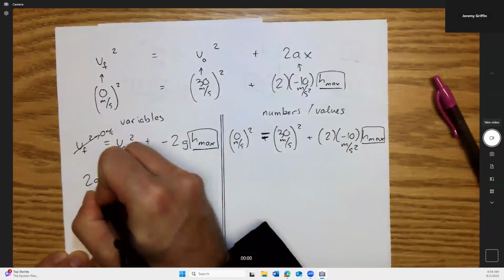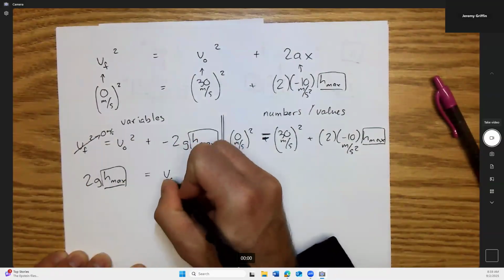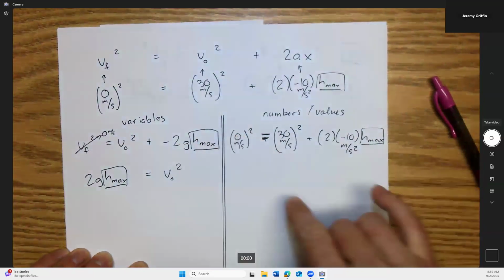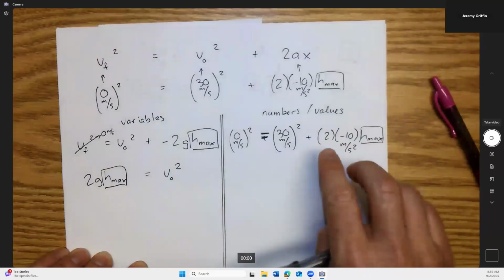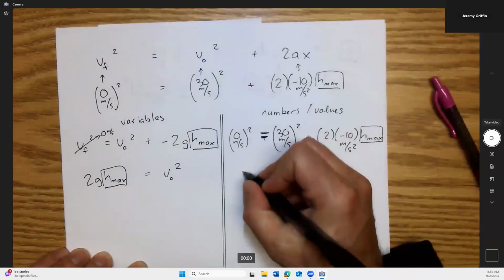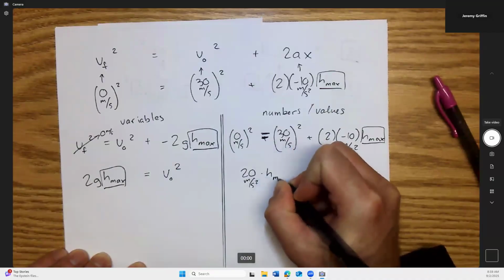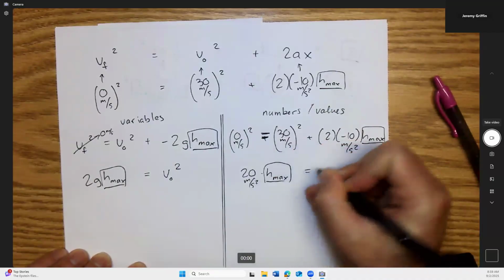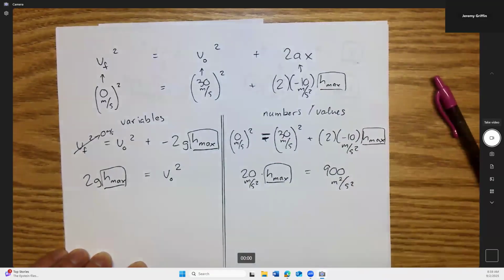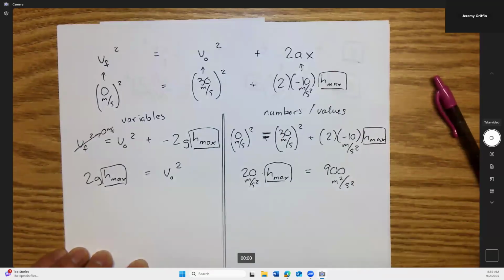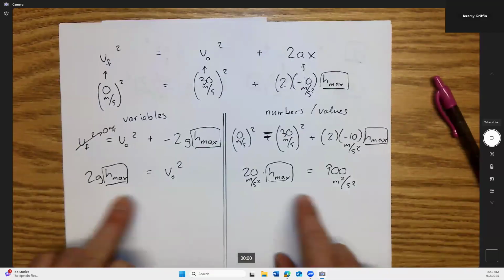All right, over here, in terms of variables, I can add this term over. So 2g h max, which I'm solving for, equals the throwing velocity squared. And over here, it looks pretty similar. So 2 times 10, 20, I could add that over. So you got 20. I still have a unit of meters per second squared. Got h max on here, and then 30 squared is 900, and that's meters squared per second squared. Okay, all right.